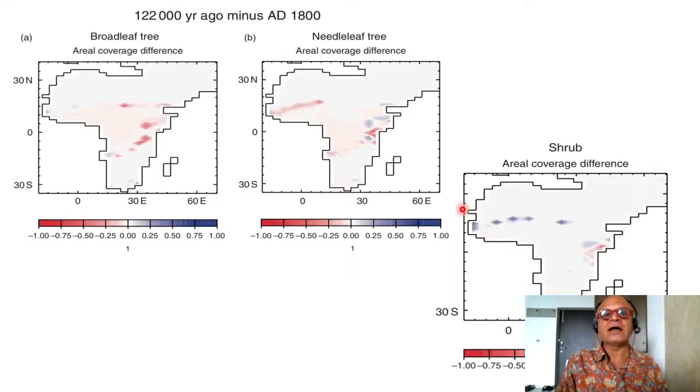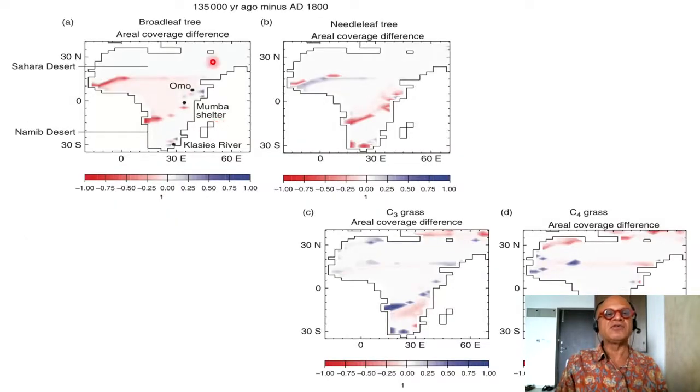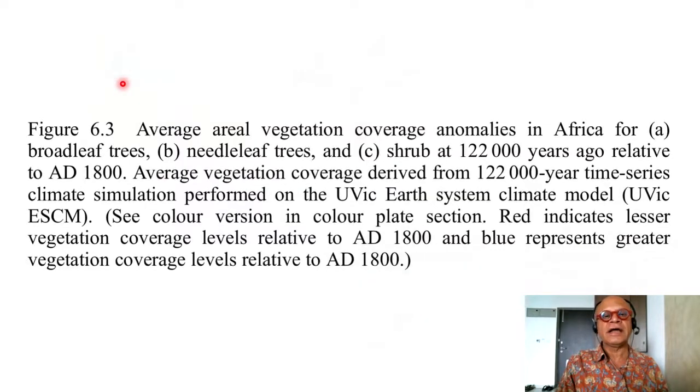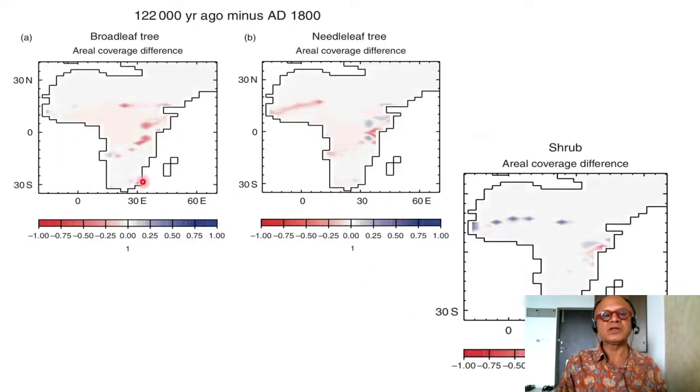And we already looked at how broadleaf and needleleaf tree coverage changed around 122,000 years ago compared to 1800 in terms of areal coverage, and this is how the shrub responded. So you can see that there is a loss of generally broadleaf around here, which was already gone by 135,000 years ago, and needleleaf also disappeared, which had seemed to replace broadleaf over here in the fronts and some patchiness here, but shrub takes over a lot of this area.